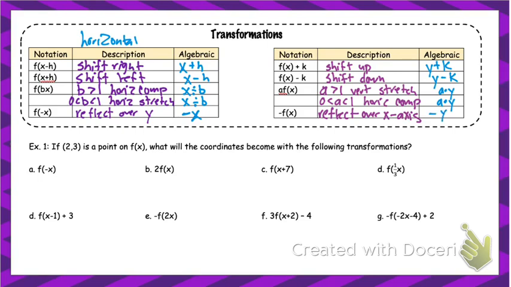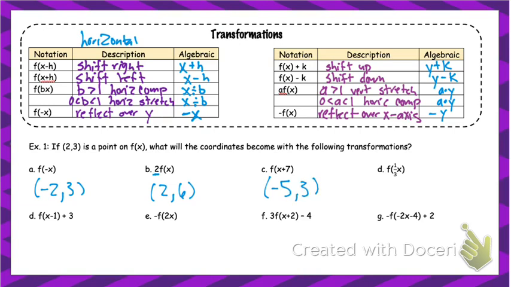All right, so what we're going to do is we're actually going to apply transformations to one specific point. So f of negative x, that is a horizontal change. It's going to be a reflection over the y, so that is going to make the x-coordinate negative. B, that is a vertical stretch, so that is going to change our y-coordinate and multiply it by 2. C, that is a shift left, so we're going to subtract 7 from the x-coordinate.